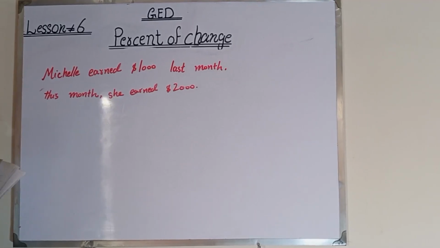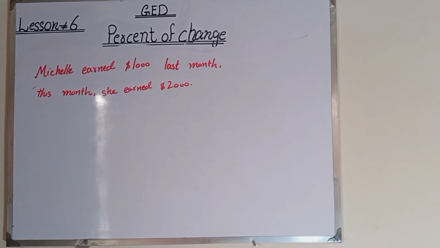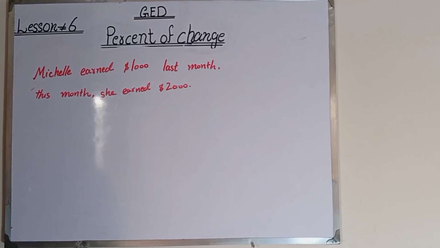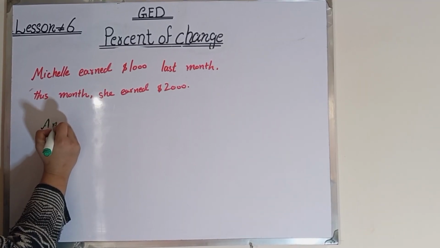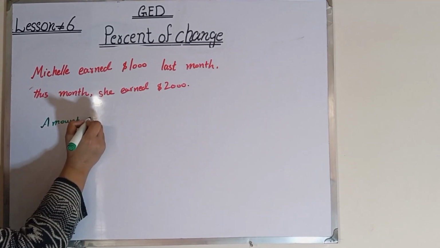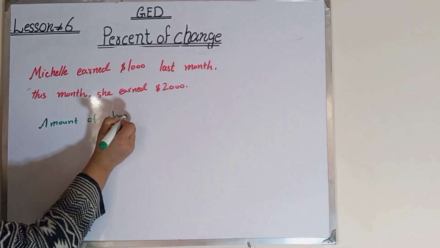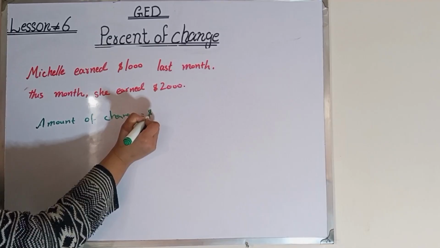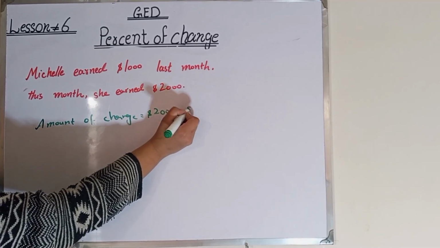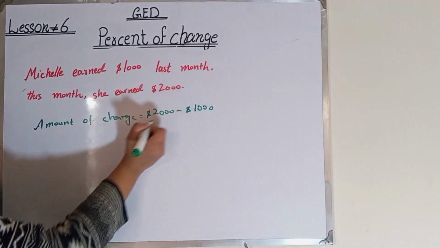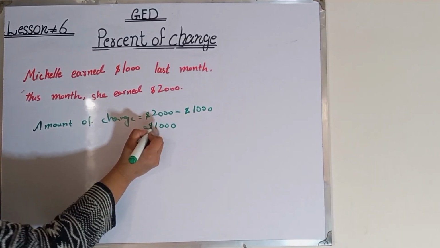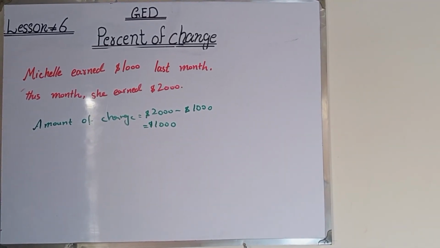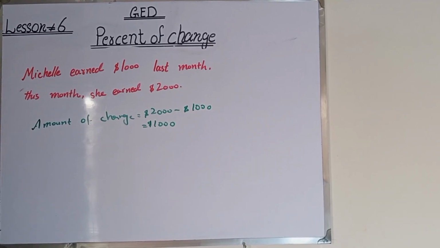Likely earned $1,000 last month. This month she earns $2,000. Now, firstly, in this example, we will take the amount of change: $2,000 minus $1,000. It will be $1,000. Now we will put it in the formula.